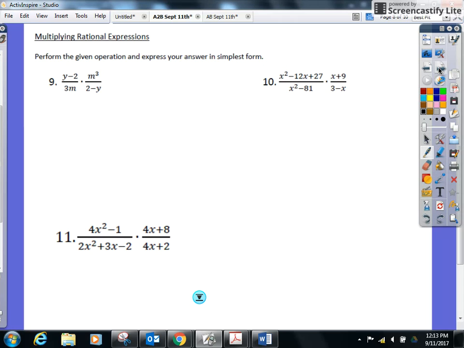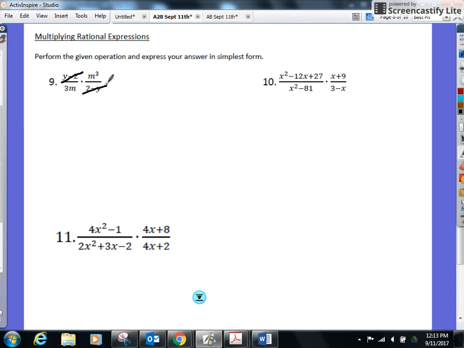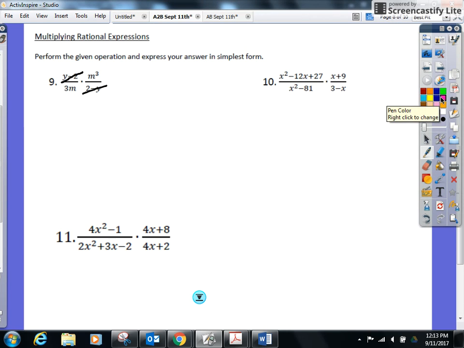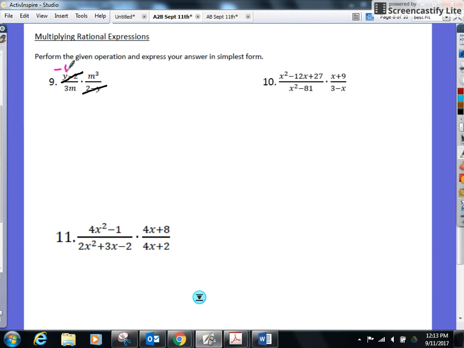Nope. But what do you see in the numerator and in the denominator? Opposites. Everyone see the y minus 2 and the 2 minus y? They have opposite signs, so you can get rid of those as long as one's in the top and one's in the bottom. And again, just like we practiced the last 2 problems, what are you left with? -1 somewhere.